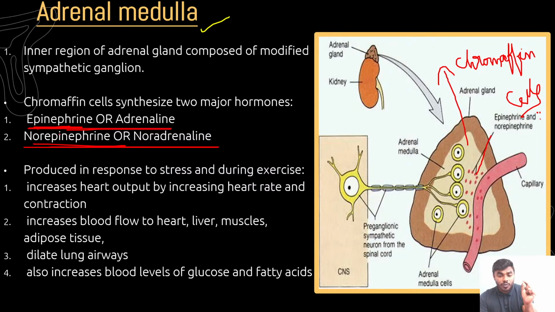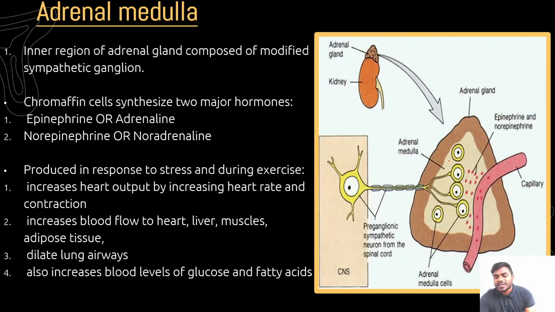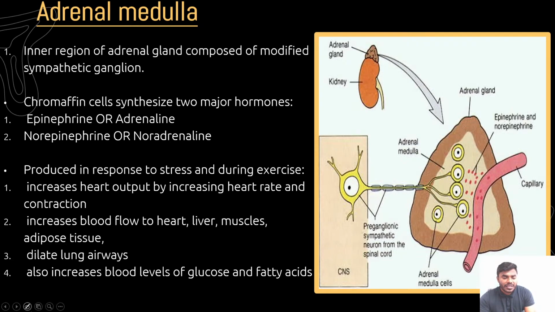Every student follow me very correctly without confusing. I am not talking about the cortex, okay? I am talking only about the medulla. Adrenal medulla is the region which always connects, friends, to the sympathetic ganglion. It is always connecting to the sympathetic ganglion. Never ever confuse that particular point. Cortex is never connected with the sympathetic ganglion.